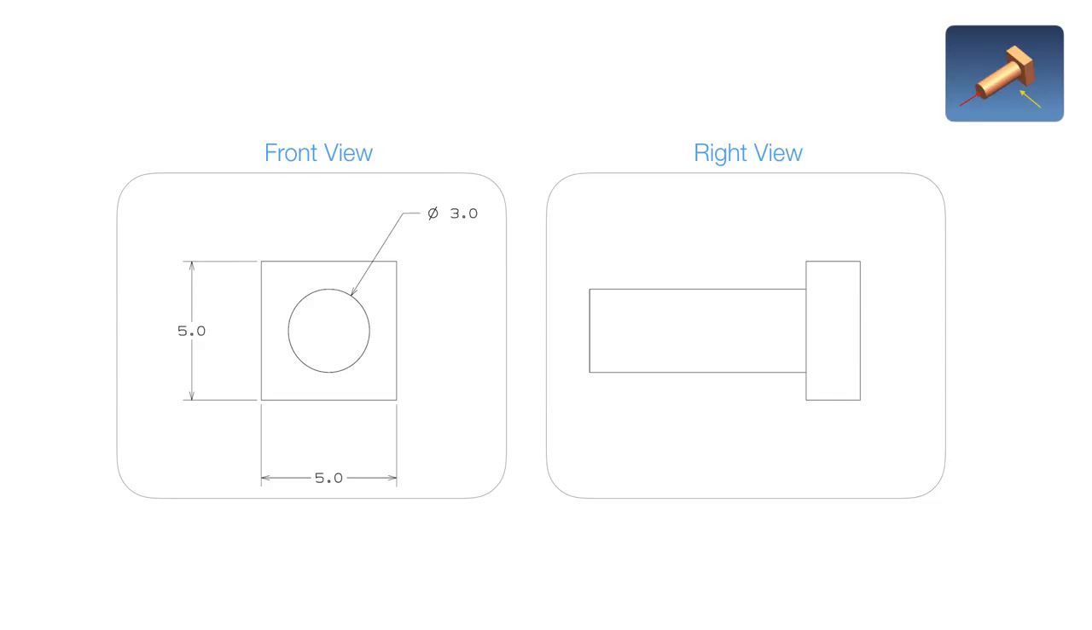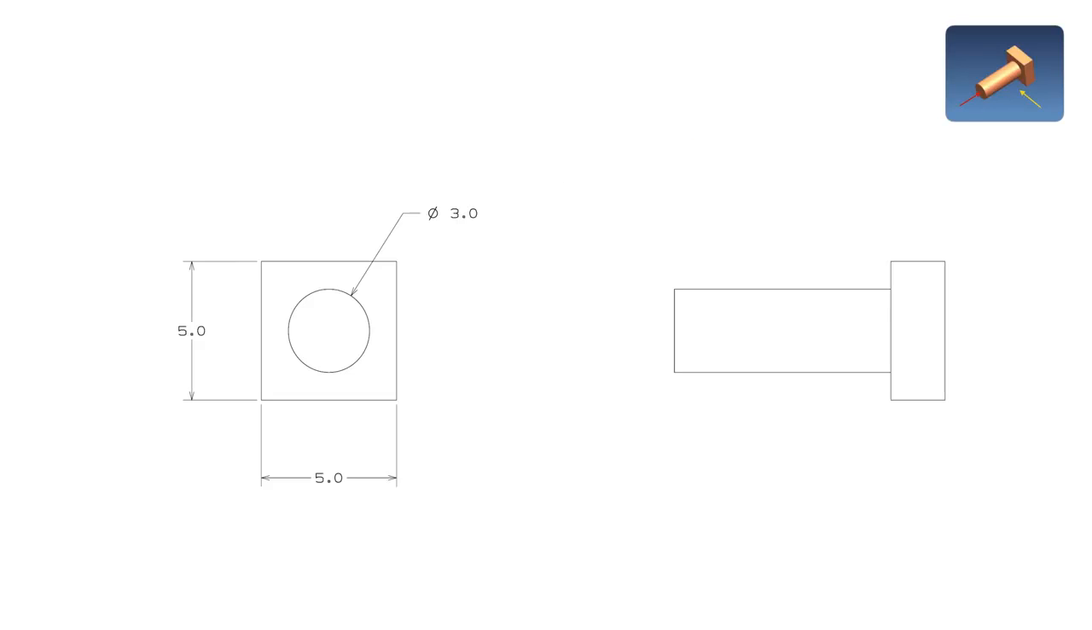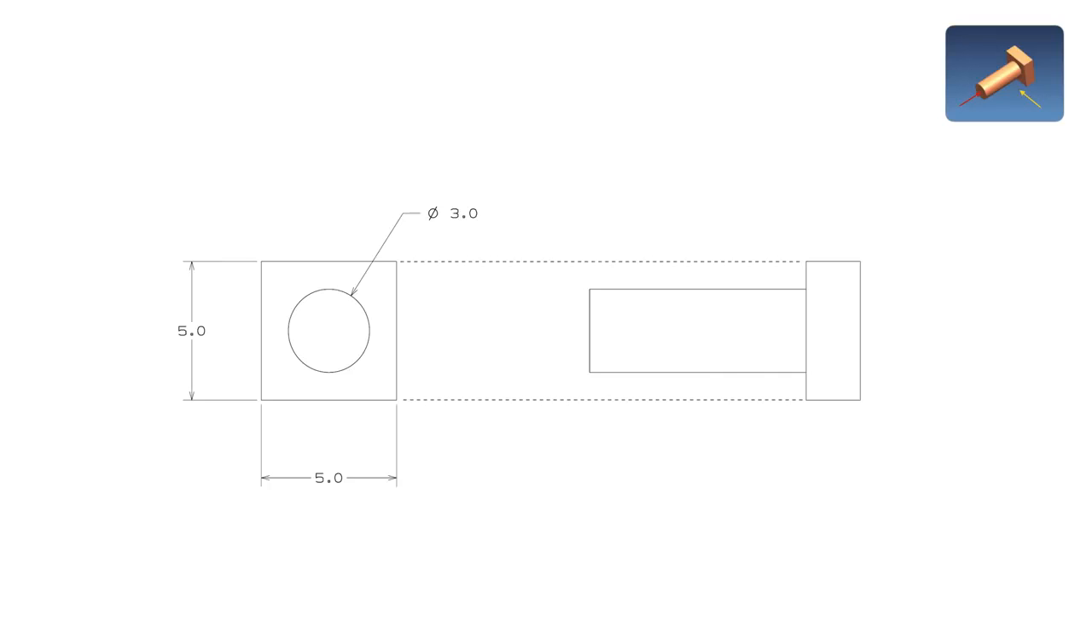The two projections must be in the same scale. It doesn't matter how close or far away the new projection is from the base view, but what does matter is that the top and the bottom line up, and every single feature down the line lines up as well.